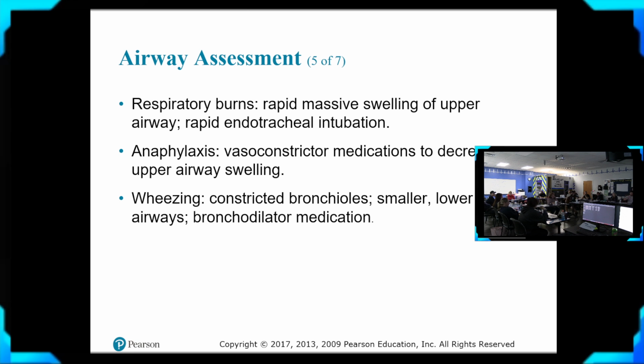Anaphylaxis, vasoconstrictor medications to decrease upper airway swelling. What do we use primarily for that now? What do we use primarily for that when we're paramedics? Also epi. Again, we do the same thing, just a little bit different, right? Wheezing, constricted bronchioles, smaller lower airway. We're looking for bronchodilators. What are those?